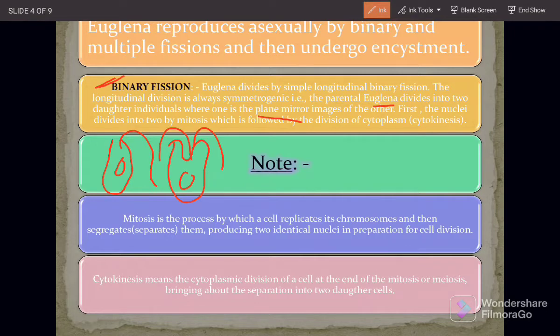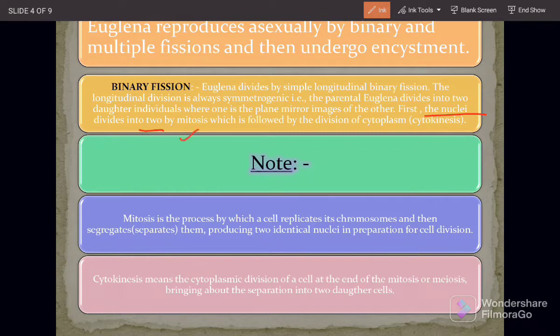First, how does this binary fission take place? The nucleus present in the Euglena first divides into two by the process of mitosis. By mitosis, the nucleus divides into two, not its number but a division takes place. The nucleus divides into two by mitosis, which is followed by the division of cytoplasm, a cytokinesis process.